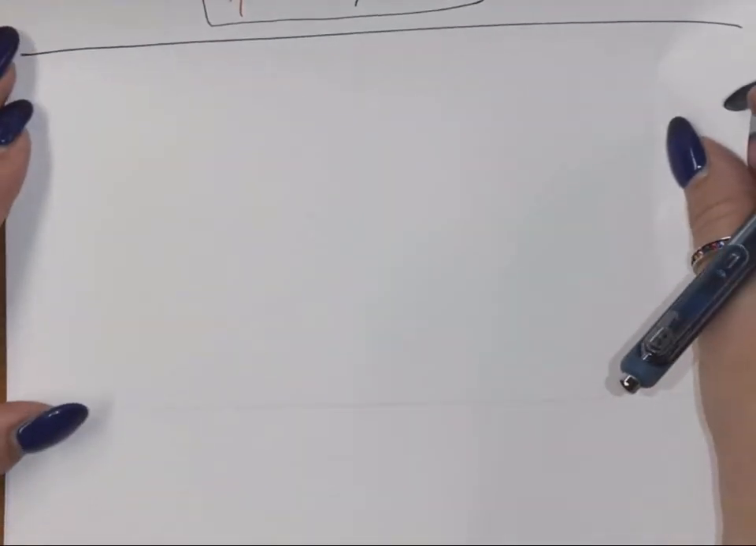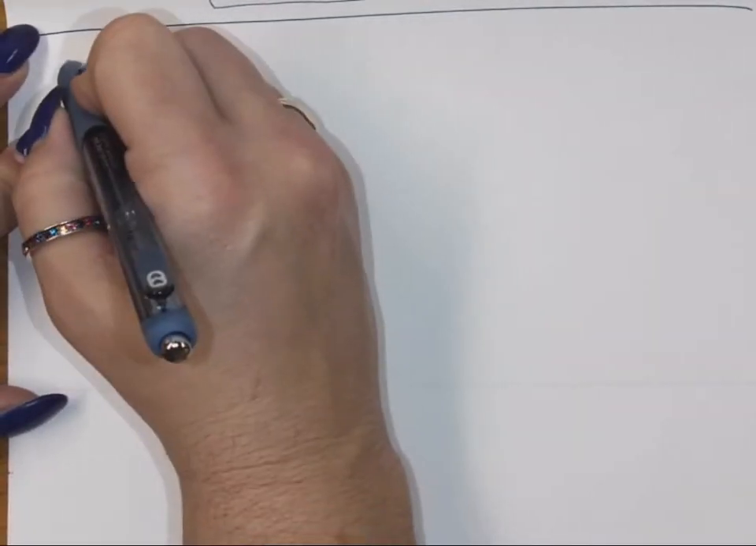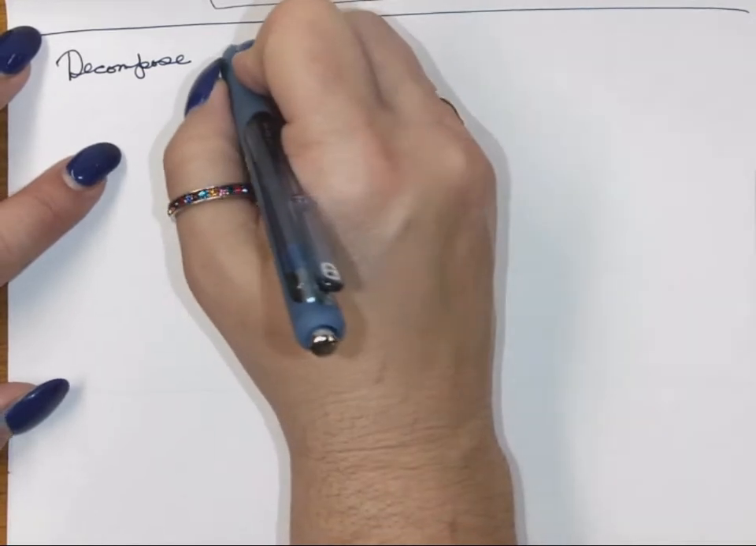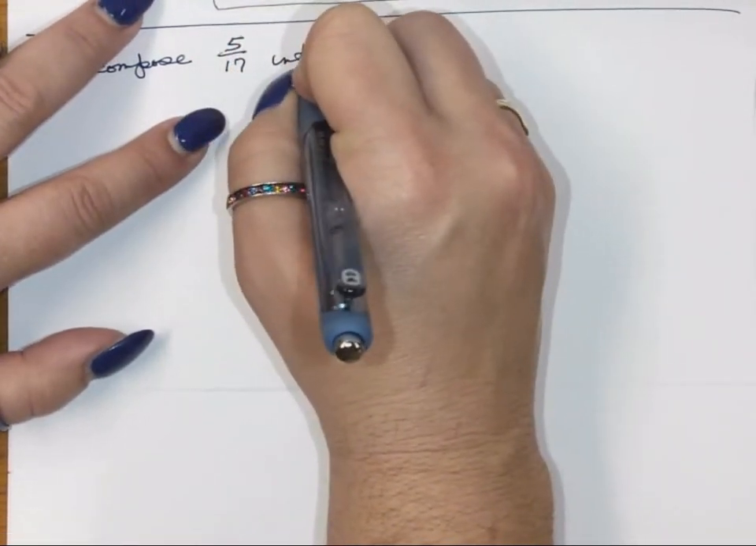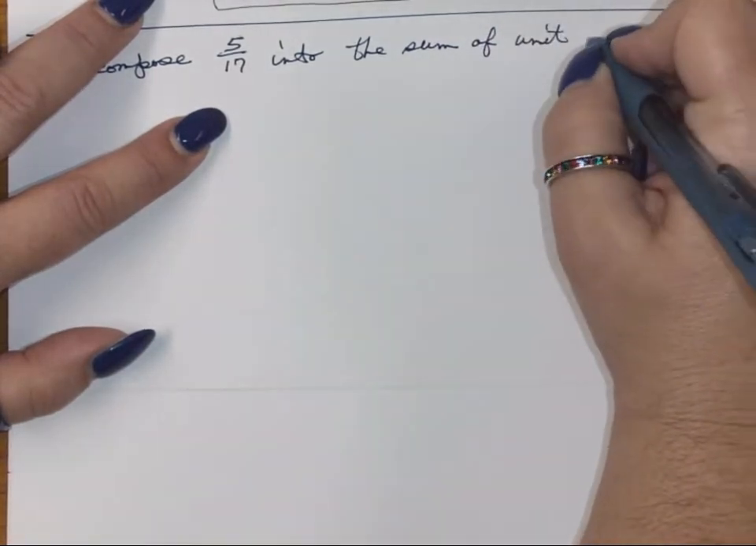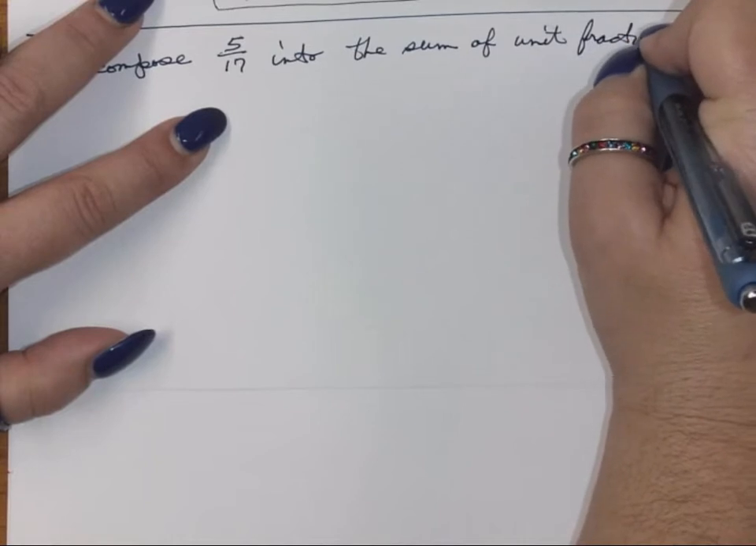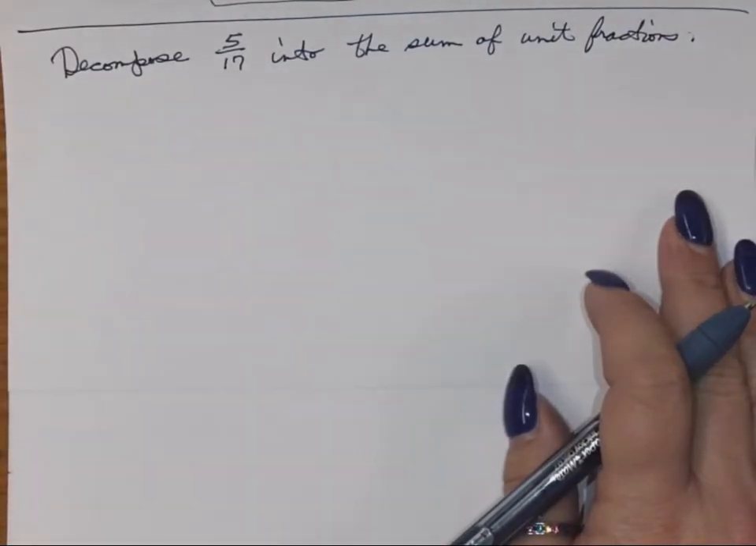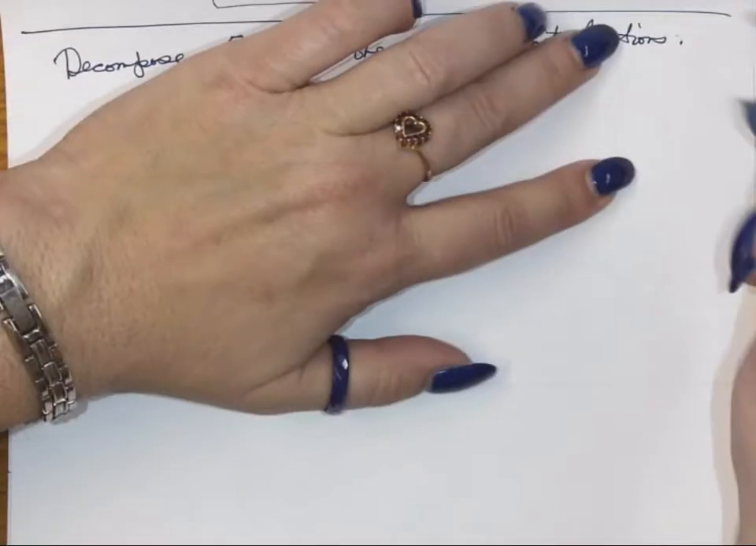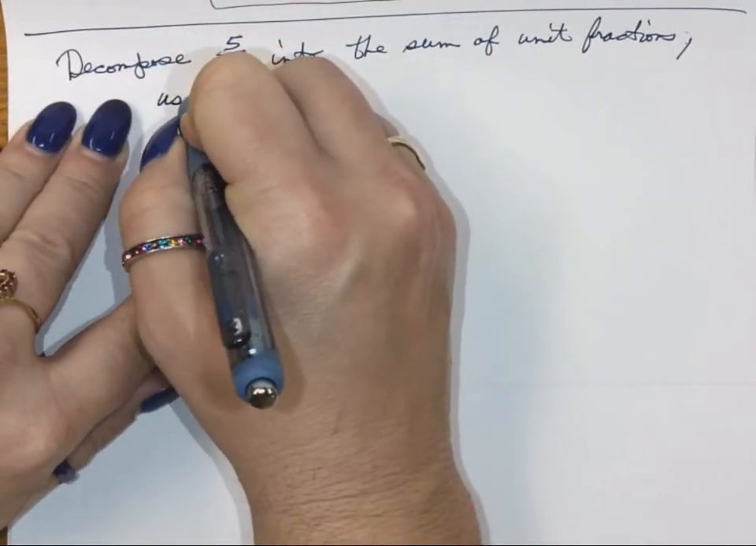All right, so here's what we're going to do. We're going to do a different problem. I'm going to give you a second to think about it. By the way, in your directions on a test or something like that, it would say something like decompose. We're going to do 5/17 into the sum of unit fractions. But you'll know what we're after because it's going to talk about decomposing. It's going to talk about unit fractions. And then in this one, I'm going to say using the splitting identity.